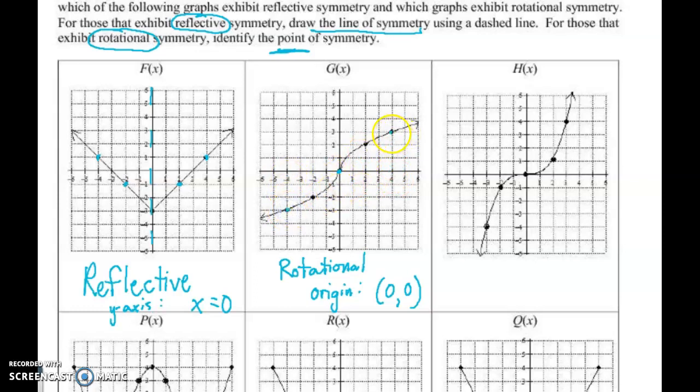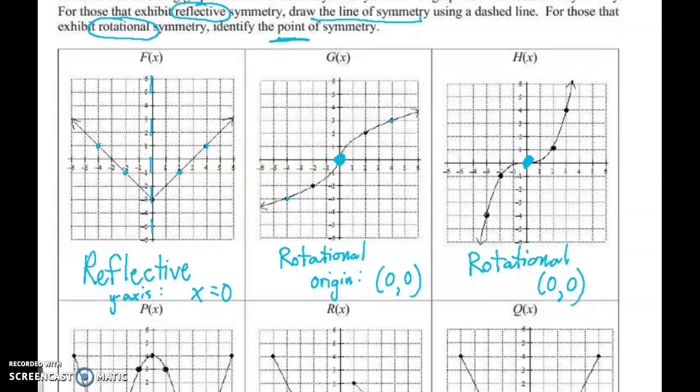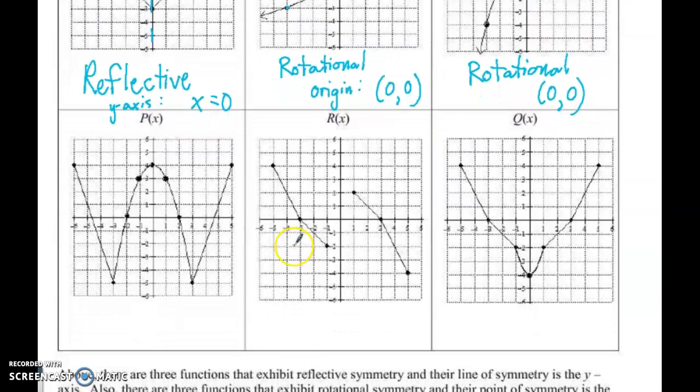So they do have to have the same heights, and we'll talk more about this on the next slide. As you look at the next one, I should really emphasize the point. h of x is the same thing as g of x, obviously with different points, but it is still rotational around the origin. I'm just going to write 0, 0. As we move down for p of x, is it around the origin, or is it a reflection over the y-axis? It's a reflection over the y-axis.